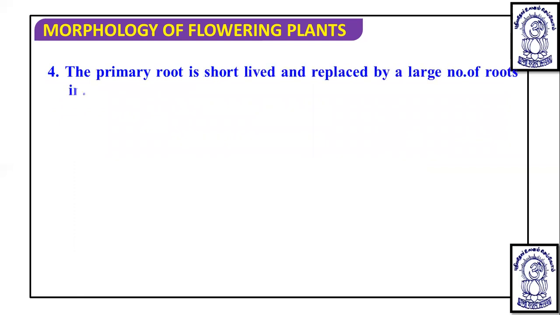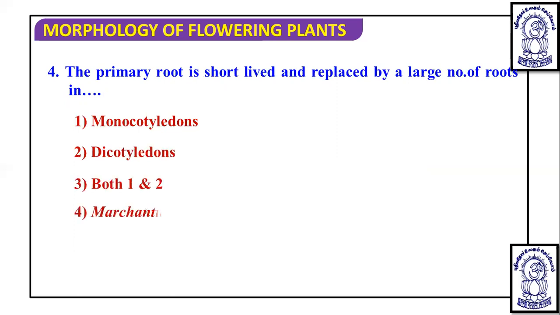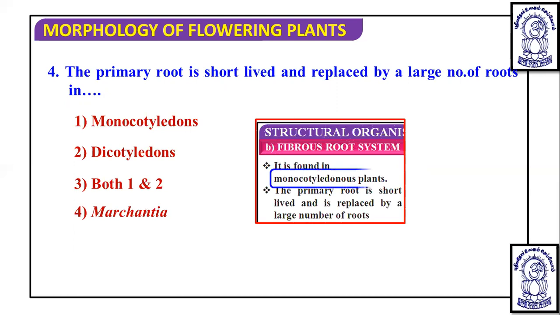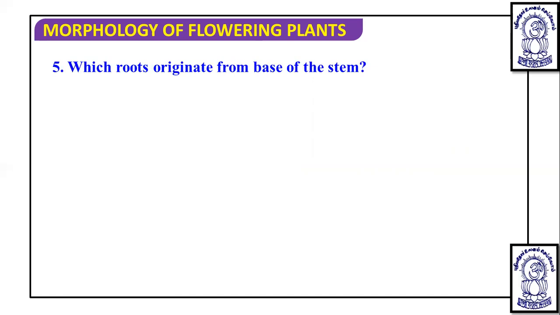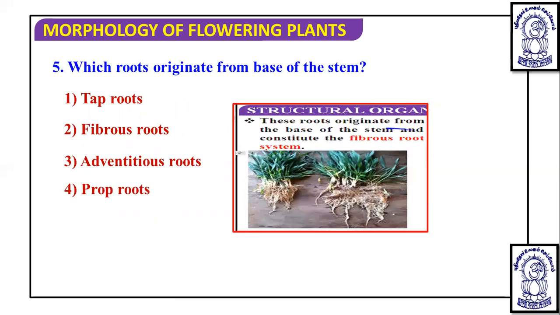Next question: the primary root is short-lived and replaced by a large number of roots, then it is known as the fibrous root system, and it occurs in the case of monocotyledons. Which roots originate from the base of the stem? Dear students, when the primary root does not persist for a long time and is short-lived, then it is replaced by a large number of roots at the base of the stem, thin roots that are known as fibrous roots.